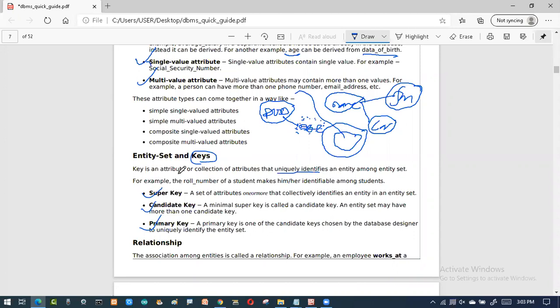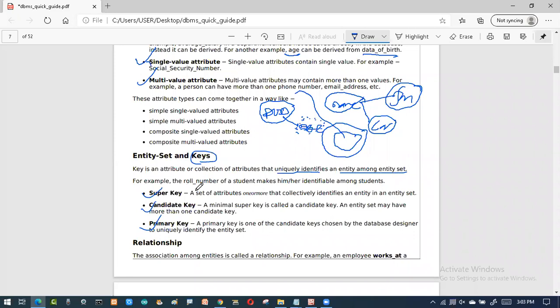So a key is an attribute, or a collection of attributes, that uniquely identifies an entity among the entity set. In the entity, we have DOB, age, name, first name, last name. These are all attributes of that particular entity set. In that, you should identify which can be uniquely represented. So for that we need the keys.